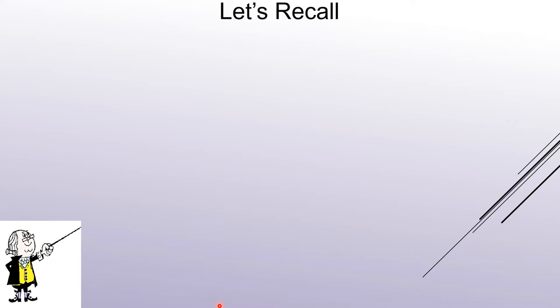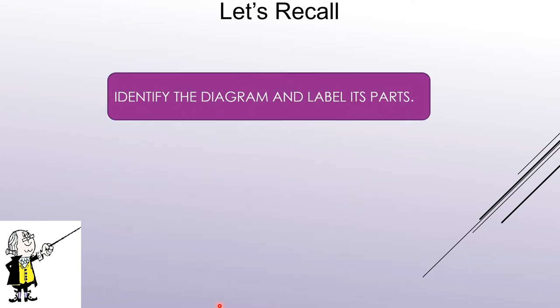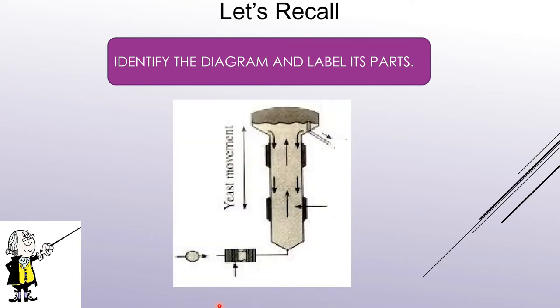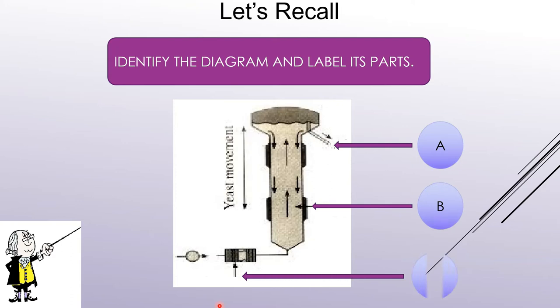Let's recall what we studied in the last module. You are supposed to identify the diagram and label its parts. So this is the diagram that we studied in the last module, and please identify the part as A, B, C.